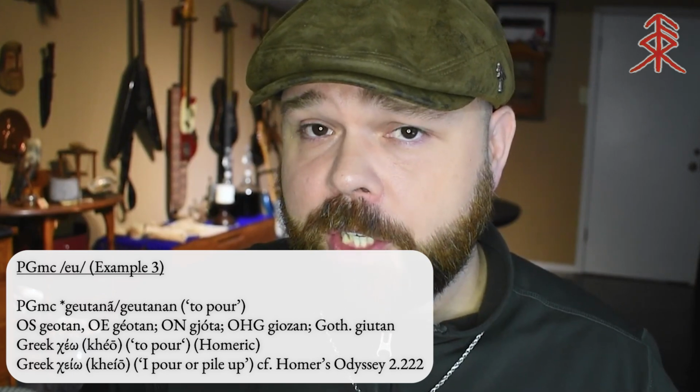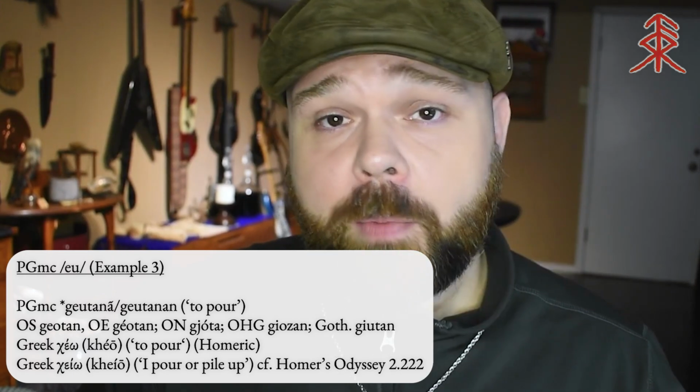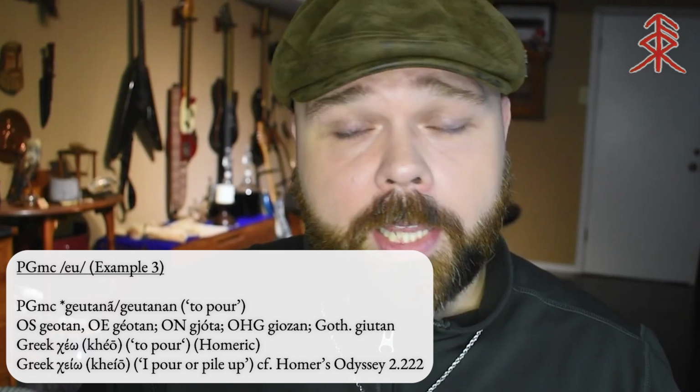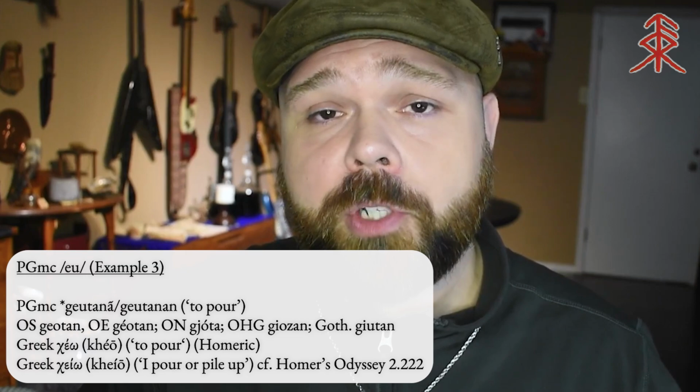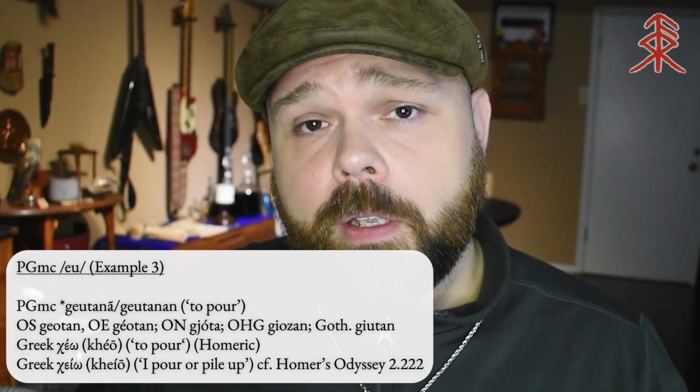So again, systematic shifts everywhere from EU. And then we have Old High German, Gjosan, and then Gothic, Gjutan. And then, of course, we have the E preserved in the Greek example I'm showing you right here with keo. All right, so that's all I have for you all today.